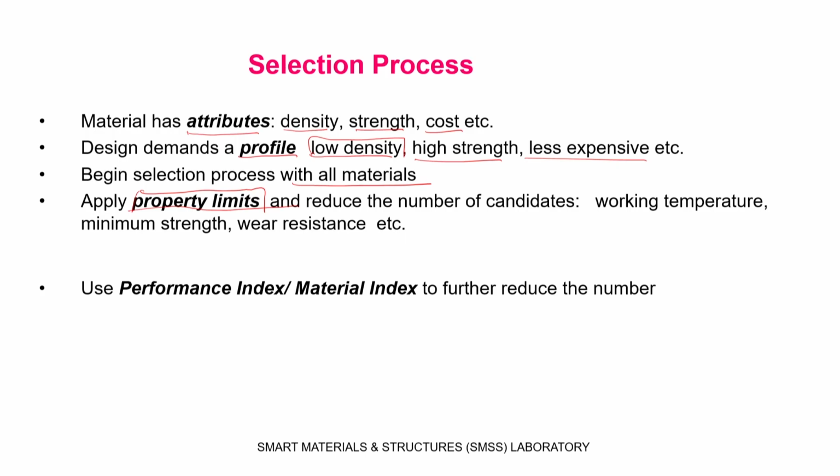And so, even if we start with a large group of materials, this will help us to reduce the number of candidates. Typical properties that are generally applied are working temperature, strength, wear resistance, etc. Finally, we will utilize the performance index or material index to further reduce the number to 1 or 2. That is the trick that we will learn today.